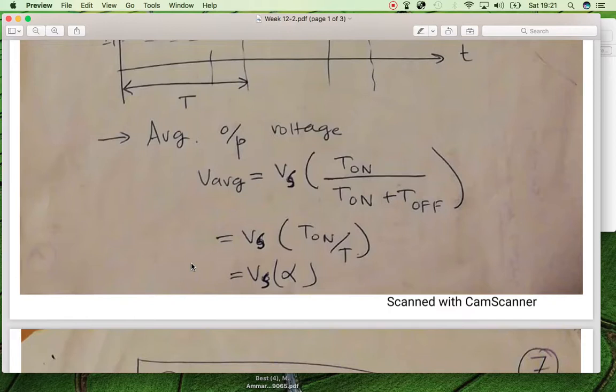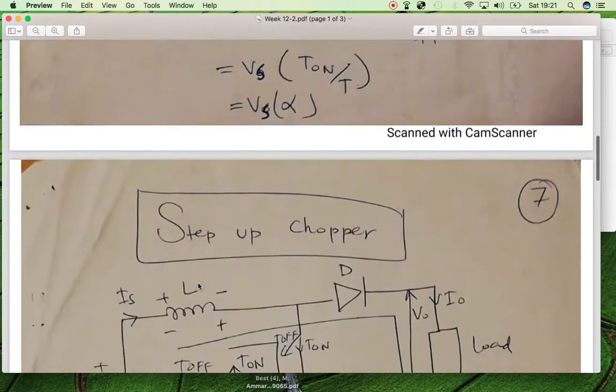It steps down the supply voltage into a smaller average voltage, and it is utilized in circuits where we want to step down the DC voltage from a higher level to a lower level.